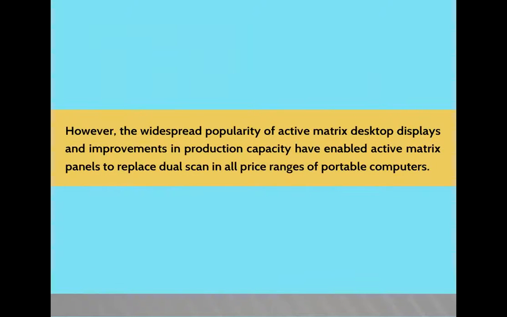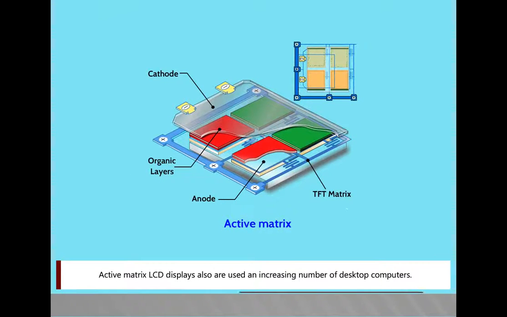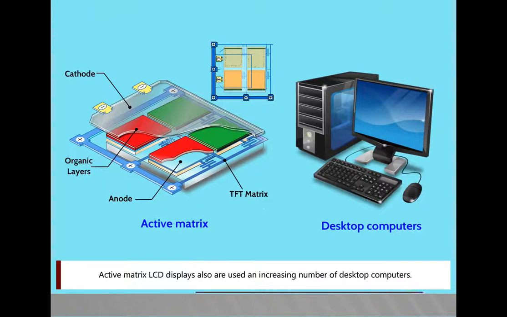However, the widespread popularity of Activematrix desktop displays and improvements in production capacity have enabled Activematrix panels to replace dual scan in all price ranges of portable computers. Activematrix LCD displays are also used in increasing numbers of desktop computers.